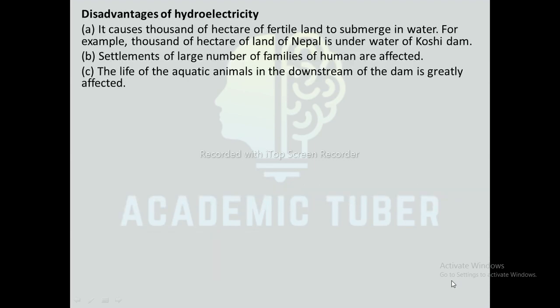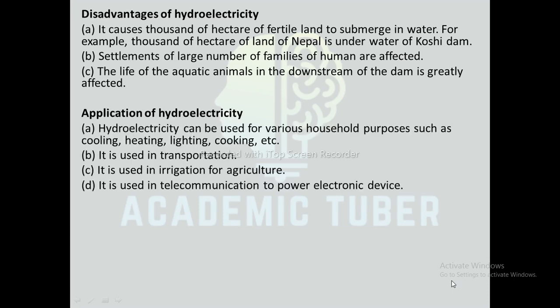Disadvantages of hydroelectricity. It causes thousands of hectares of fertile land to submerge in water. For example, thousands of hectares of land in Nepal are under the water of Koshi Dam. Settlements of a large number of human families are affected. The life of aquatic animals downstream of the dam is greatly affected.